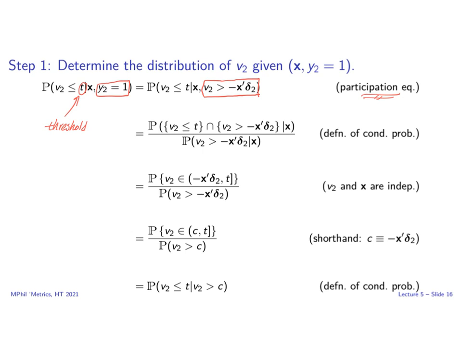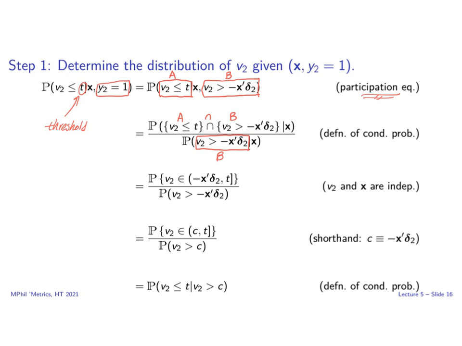Now, by the definition of conditional probability, the probability that v2 is less than or equal to t, given that v2 is greater than negative x prime delta 2, and given x, is equal to the probability that v2 is less than or equal to t and v2 is greater than minus x prime delta 2, conditional on x, divided by the probability that v2 is greater than negative x prime delta 2, conditional on x.